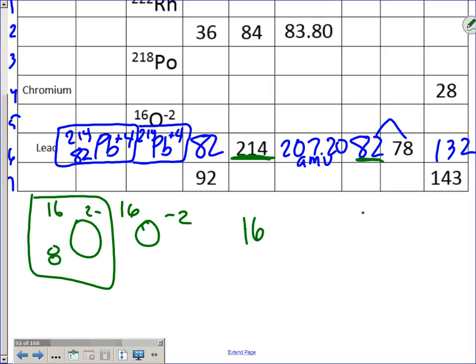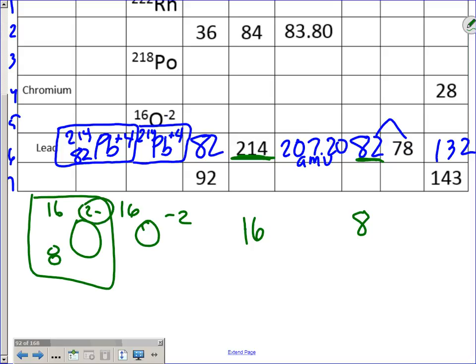Proton number, which is, I think, this column. Yes? Now, since we're talking about protons, let's look at electrons. Normally, they would be equal, right? But in this case, what do I have? More electrons. I've got 2 more electrons because of that charge being a 2 negative.